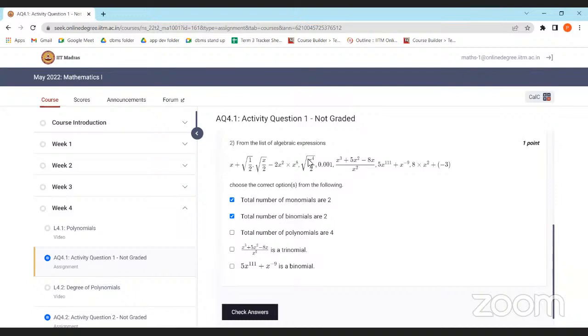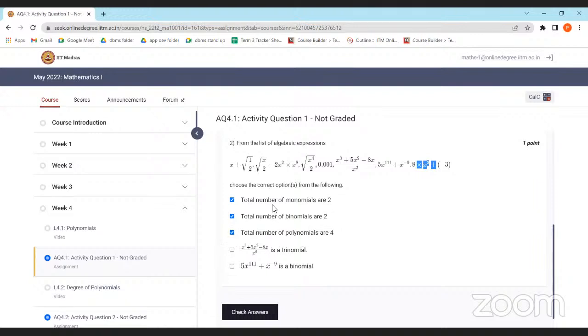Why, sir? I didn't understand. If you divide x square into every term, you will get x plus 5 minus 8 by x, right? That is 8 times x to the power minus 1, right? Okay, sir. Got it. So this one is binomial. This is not a polynomial. This one is monomial. This is binomial. So two monomials, two binomials, and a total of 4 polynomials, right?